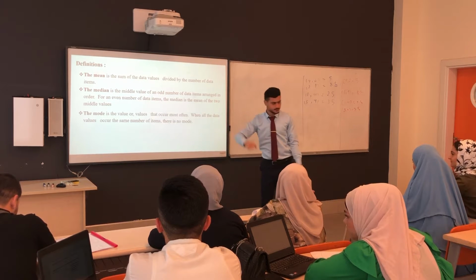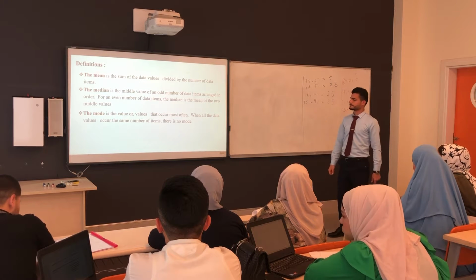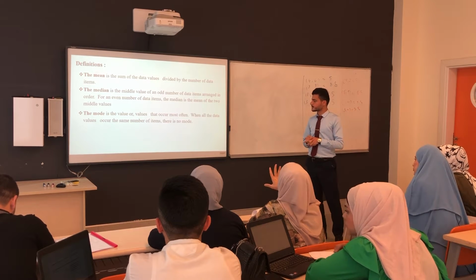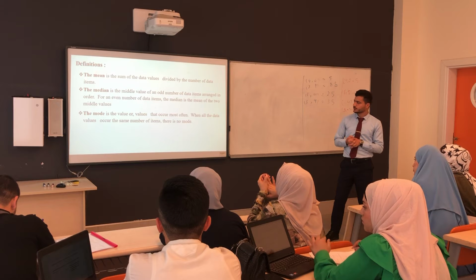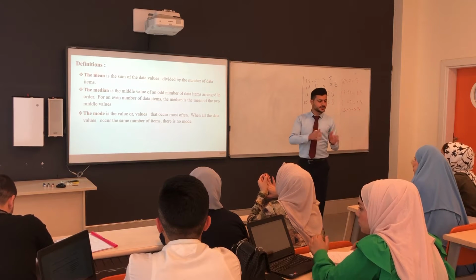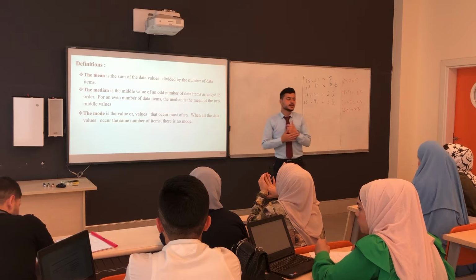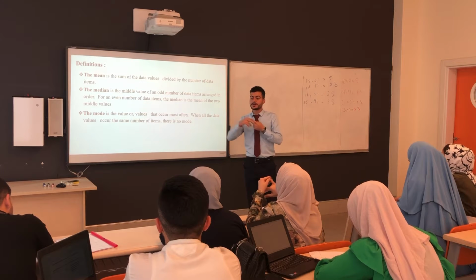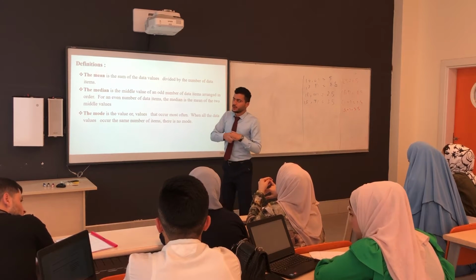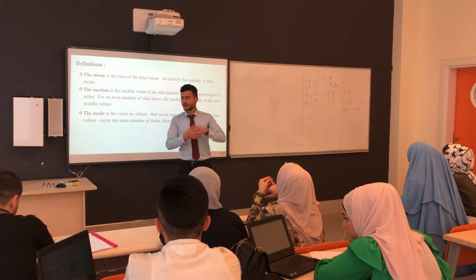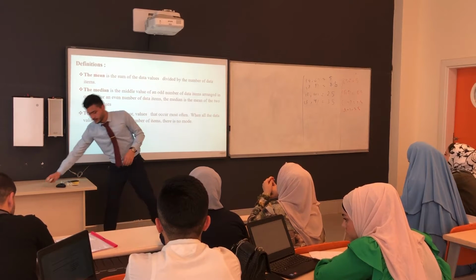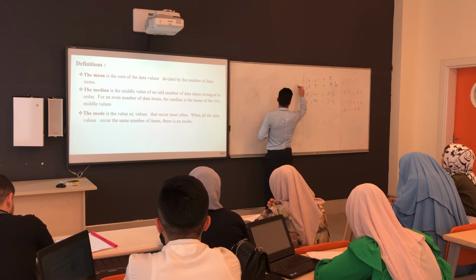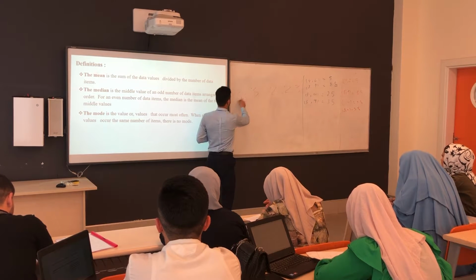Please. The mode is the value or values that occur most often. When all the data values occur the same number of times, there is no mode. Very good. Mode is the most repeated number, okay? In the set, if we had 6 numbers, for example, 2 numbers repeated again, that's the mode. But what if we had 3, 2, 2, 3, and 3, for example.